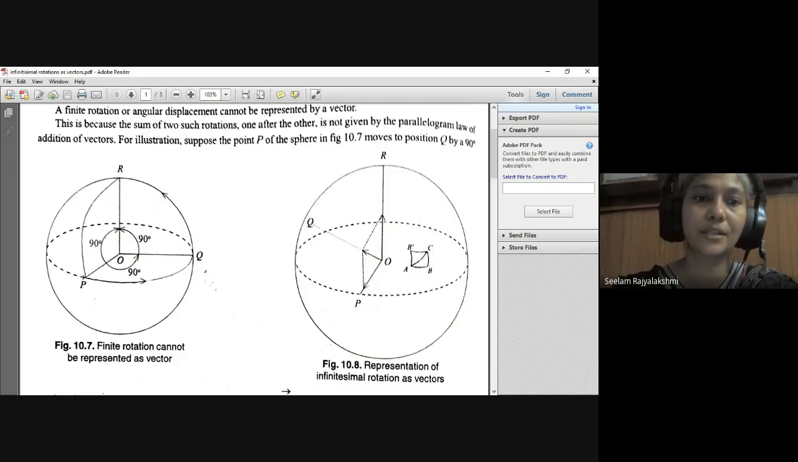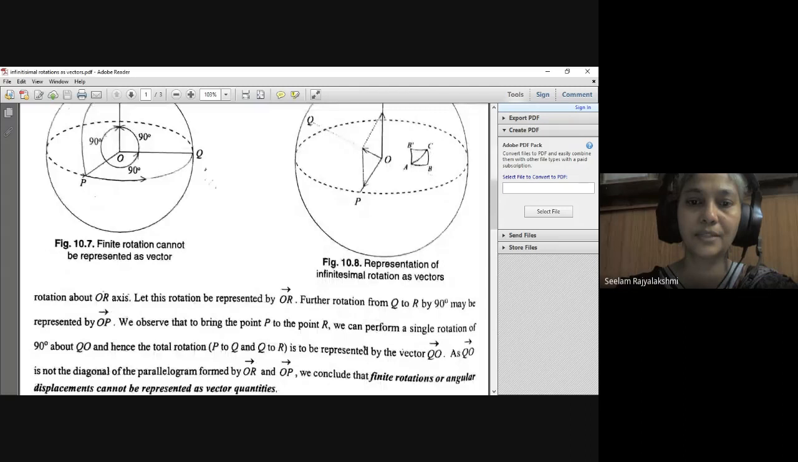But a finite rotation cannot be represented as a vector, when the particle moves from P to R about OQ, because this OQ is not the diagonal of the parallelogram formed by the rotations of P to R. That's why finite rotation cannot be represented as a vector, but infinitesimal rotation can be, because its path is the diagonal of the parallelogram formed in the particular rotation.